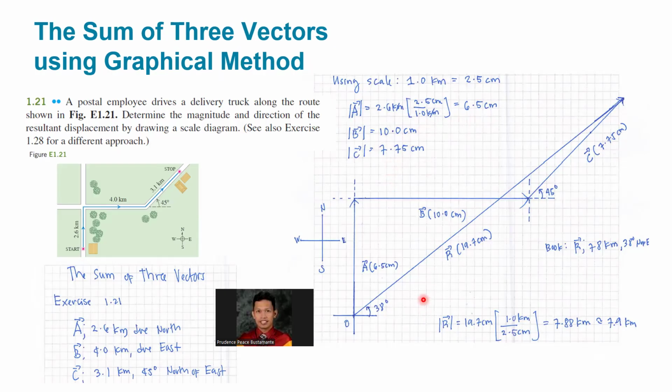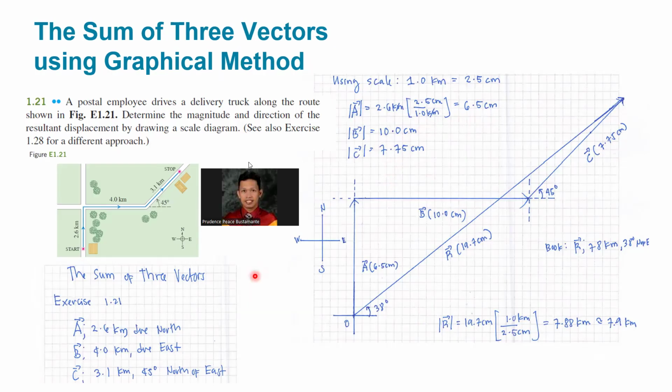Okay. So the most convenient way of doing this is you use the head to tail method. First you mark where you start, this is your starting point. So you draw first vector A. So from here to here, this is 6.5 centimeters in the direction of north. And from this point, you add vector B from the head of A. It's about 10 centimeters due east.